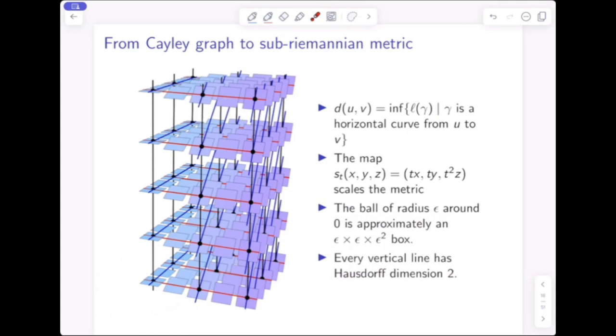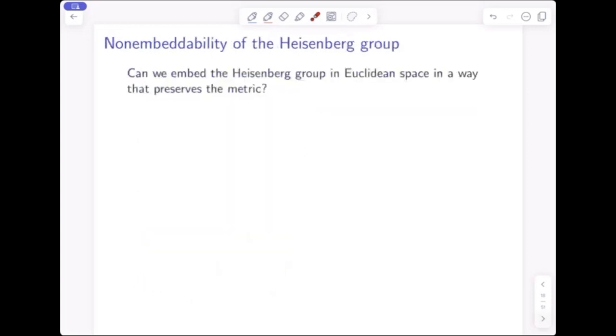So this is the geometry of the Heisenberg group. It's this three-dimensional space where you have these spirals that move you vertically. And so one question you can ask is, can we embed this in a Euclidean space? Can we draw a picture of this group in Euclidean space in such a way that it preserves the metric? And it turns out the answer is no.